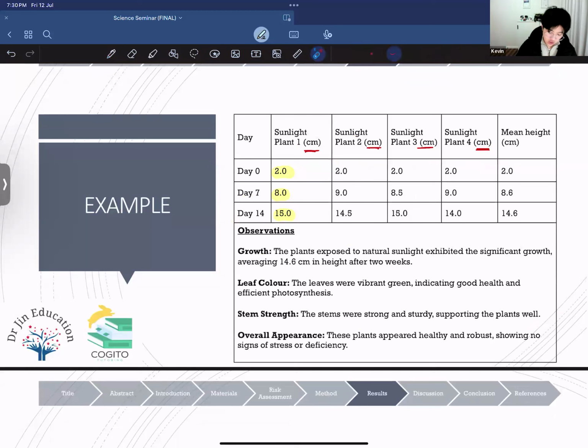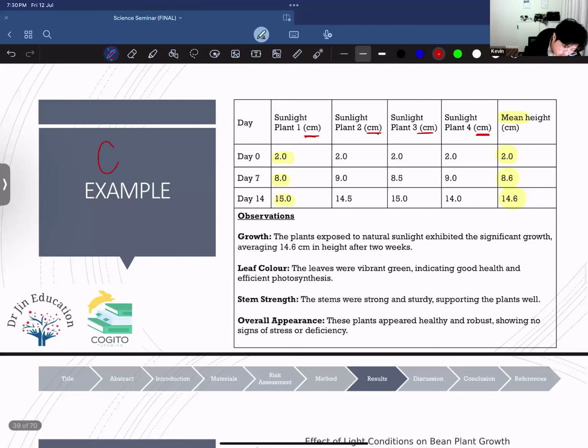And observations, obviously, there's growth, leaf color, stem strength. It's much more detailed. And even on this side, there's a mean height. It calculates the mean height, which is the average height of all 4 plants. So that's pretty good in terms of an addition as well, the mean height. Now, this is a good example of a result.